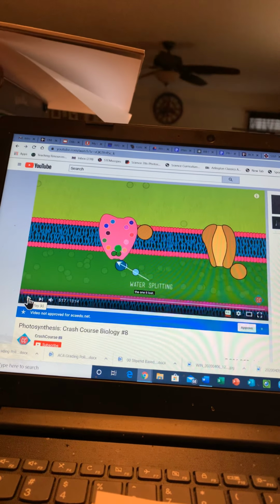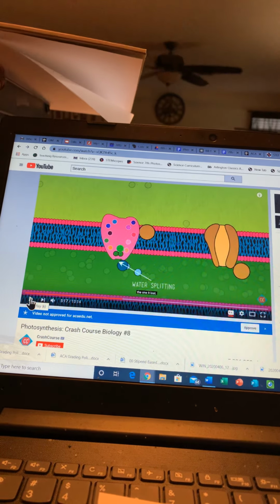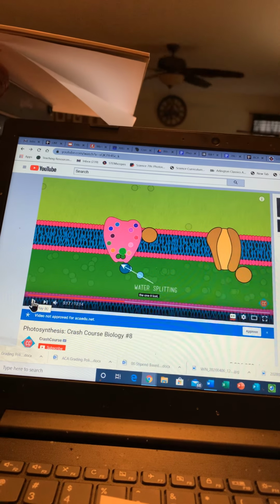So what's it splitting it into? What are those two blanks for? H and O.